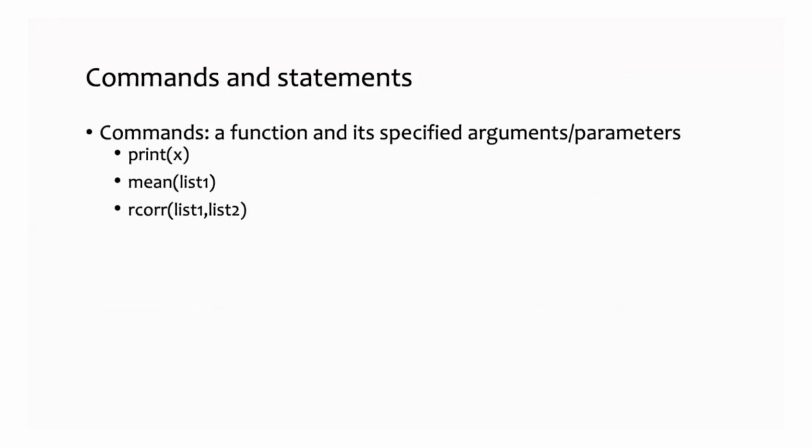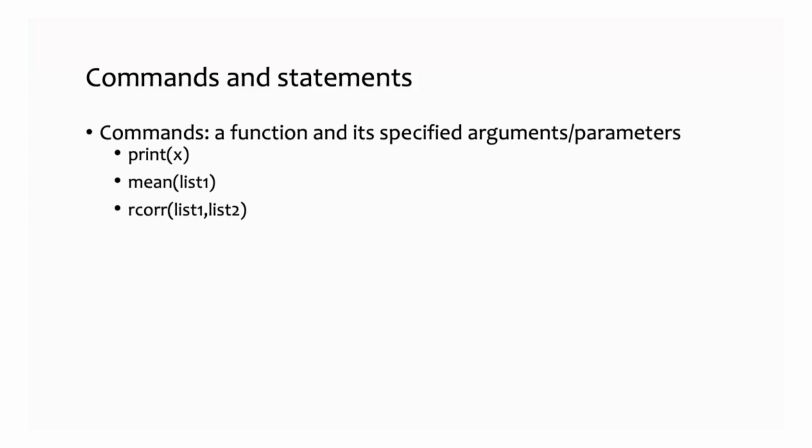Okay, so moving on to the rest of the kinds of behavior objects, commands and statements. A command is used synonymously with the term function, but what it really refers to is a function that has its specified arguments or parameters. So not just print, but print X, right? That's a command. You're commanding the computer to print X, or mean of list one. So generate the mean of list one, or R core list one, list two. Find the correlation between list one and list two.